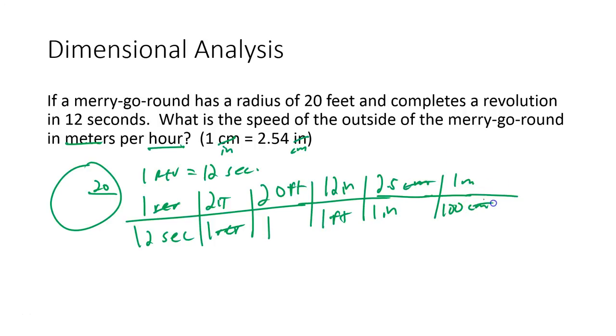So we've got our meters. Centimeters are gone. Inches are gone. Feet are gone. Radians are gone, but I didn't write them. So we now have meters, which is what we want, and then we got to get the bottom to hours. So 60 seconds in 1 minute. Seconds are gone. And then 60 minutes in 1 hour. Minutes are gone. So now I think we have meters per hour, which is what we wanted. So we multiply all the way across the top. I'm going to leave the pi alone. So we got 2 times 20 times 12 times 2.54 gives me 1219.2 pi.